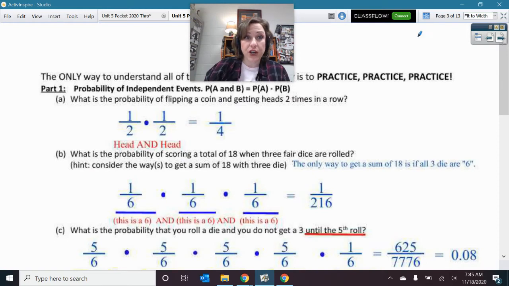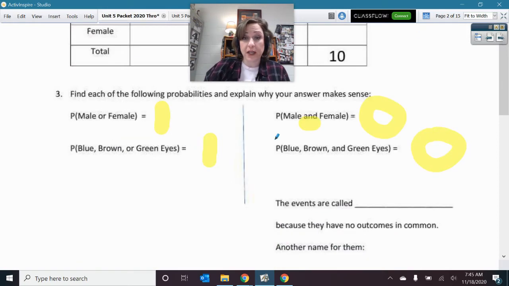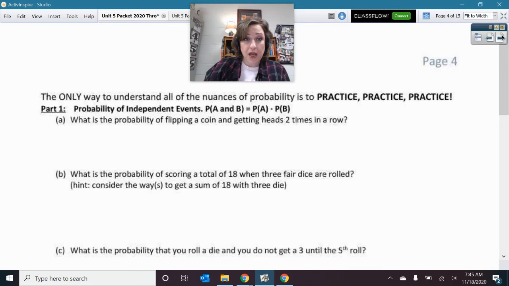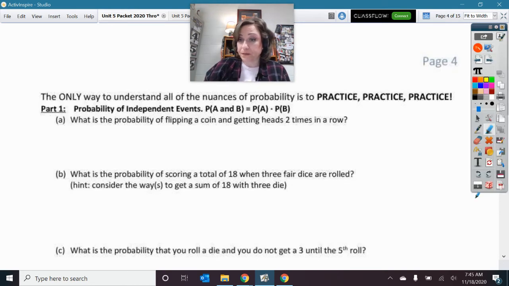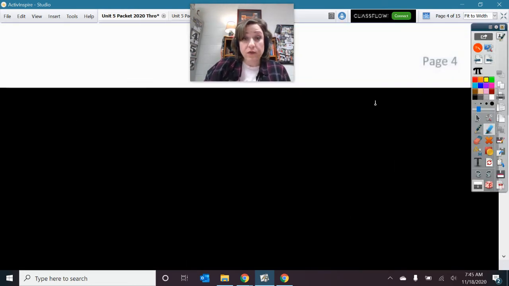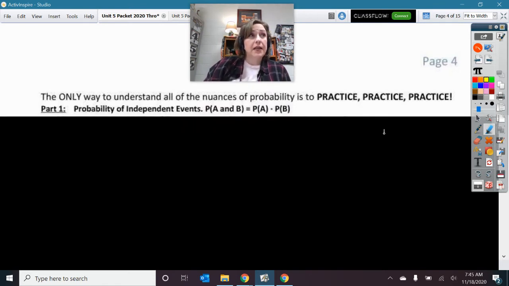Okay, moving on. So now let's just throw in some probabilities here. All right, let's take a look at it. A word of warning though. In this probability unit, the whole entire unit till the end of this semester, there are just so many different ways that these types of problems can be worded, and there are such subtle differences in the way they are worded. You have to practice it. No ifs, ands, or buts.